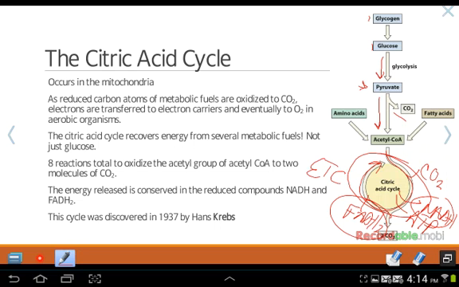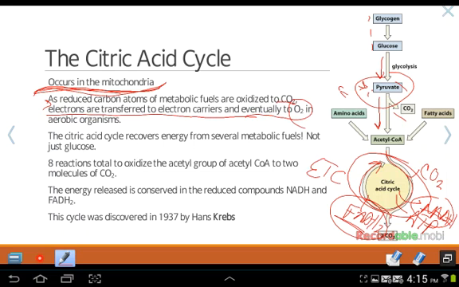The citric acid cycle occurs in the mitochondria for the most part. So if pyruvate was developed in the cytosol, it has to be transported into the mitochondria using some transport proteins, and we'll talk about that in just a second. As reduced carbon atoms of metabolic fuels, such as glucose being converted into pyruvate, are oxidized to CO2, electrons are transferred to electron carriers, such as FADH2 and NADH, and then eventually to oxygen in aerobic organisms, oxygen being our final electron acceptor.